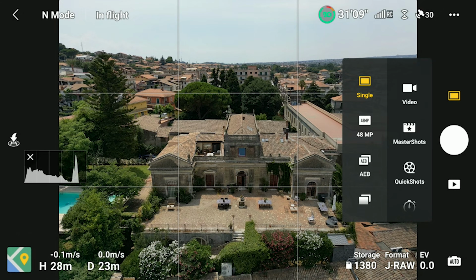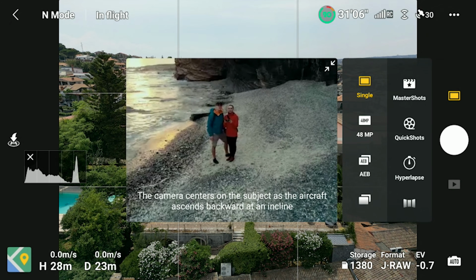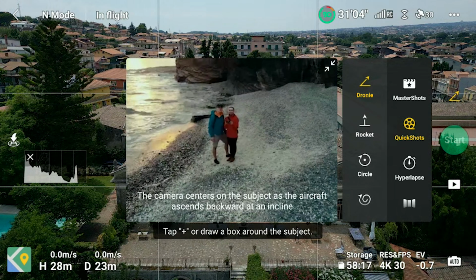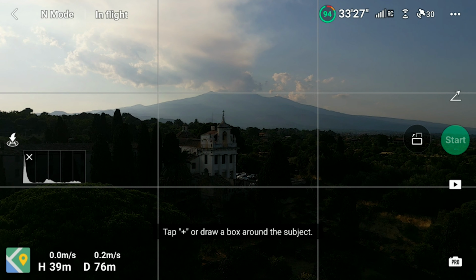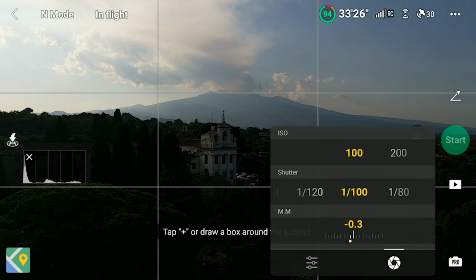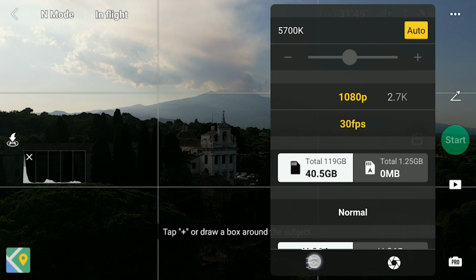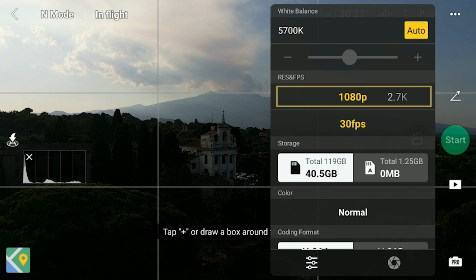Let's see how Quickshots work in the Mini 3. We access them on the photo video menu above the shutter. In the vertical menu to the left, the different models are listed: Dronie, Rocket, Circle, Helix, Boomerang and Asteroid. It is possible to use auto or manual exposure, which is good. We can set the resolution to 4K, 2.7K or 1080p.